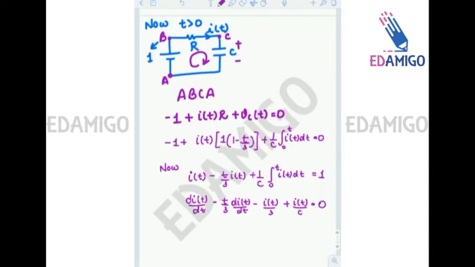Or I can say that, with the value of C equal to 1, right? So di/dt times (1 minus t by 3) is equal to i(t) upon 3 minus i(t).